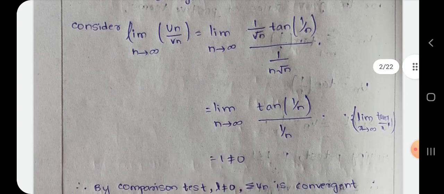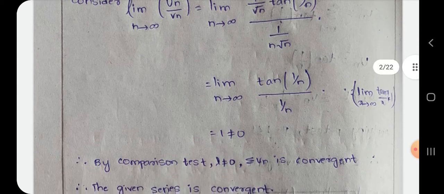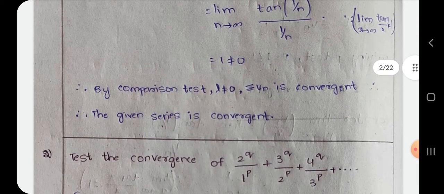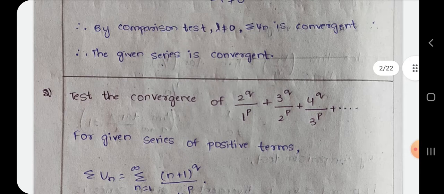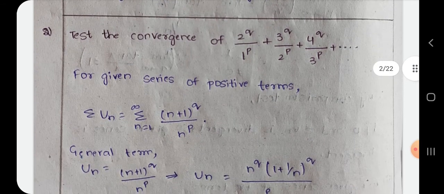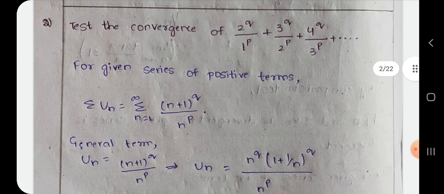You are applying the limit of un by vn, and again the limit is not equal to 0. You can say that the given series is convergent. And here is the second problem, 2 power q by 1 power p, and like that it is given.